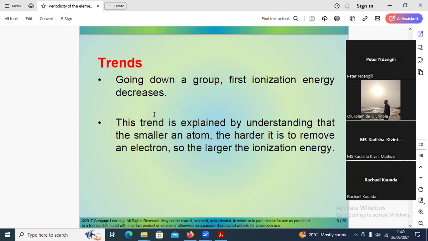So what is the trend? As you go down a group, the first ionization energy is going to decrease. Why is it decreasing? It is because, one, the effective nuclear charge is decreasing as you go down a group. And as the effective nuclear charge decreases, it means that that particular electron is loosely held. And if it is loosely held, it becomes easy for us to remove it. And if it is easy for us to remove it, then the ionization energy is low.